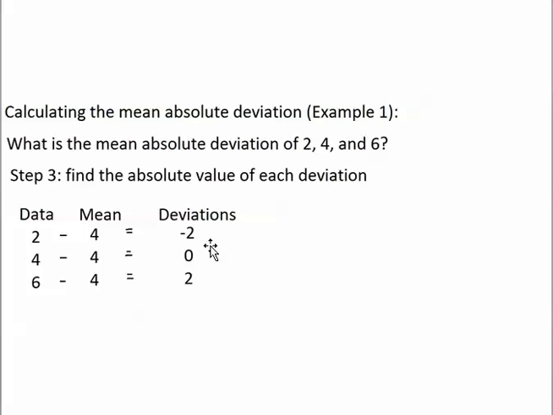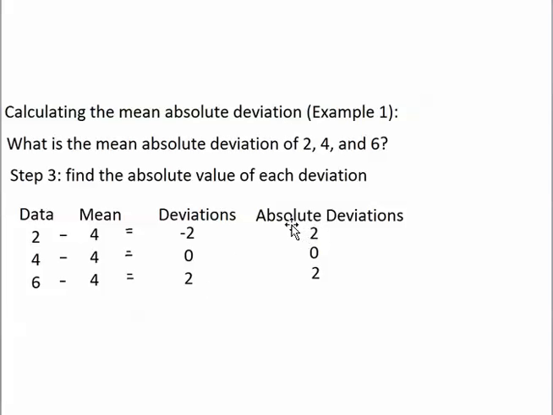Once we have our deviations, we have to find the absolute value of each deviation. To do that, if we see a negative sign, we take it off. So if it's -2, it becomes 2. Otherwise, if there's no negative sign, it just stays the same. So 0 will still be 0, and 2 will just be 2.